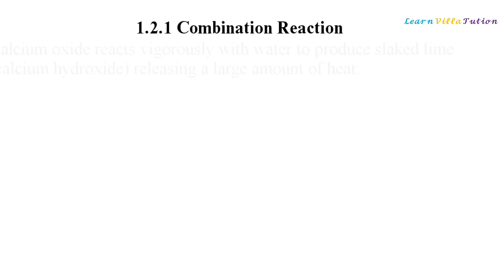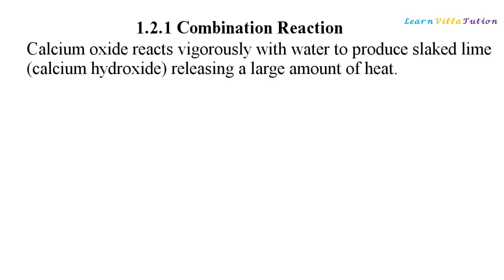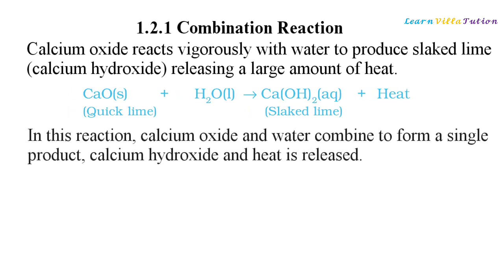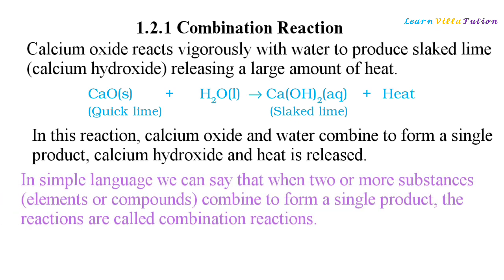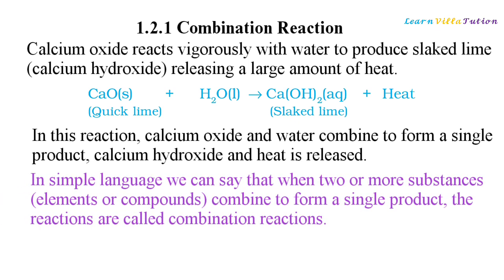Combination reaction. Calcium oxide, quicklime, reacts vigorously with water to produce slaked lime, calcium hydroxide, releasing a large amount of heat. In this reaction, calcium oxide and water combine to form a single product, calcium hydroxide, and heat is released. In simple language, we can say that when 2 or more substances, elements or compounds, combine to form a single product, the reactions are called combination reactions.